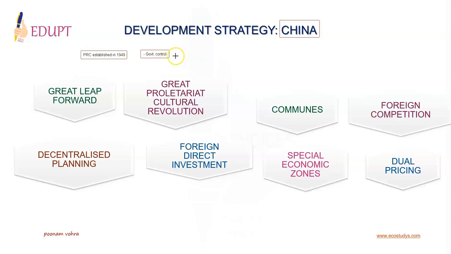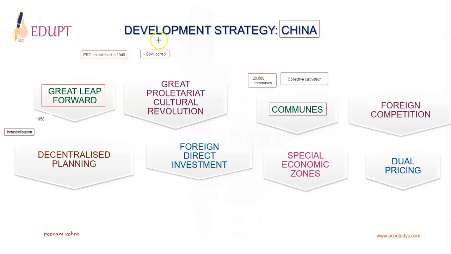control. Initially, the economy was agrarian in nature, but the Great Leap Forward campaign initiated in 1958 aimed at industrializing the economy on a massive scale, where people were encouraged to set up industries in their backyards. In rural areas, communes were started, under which people collectively cultivated lands. In 1958, there were 26,000 communes, covering almost all the farm population.